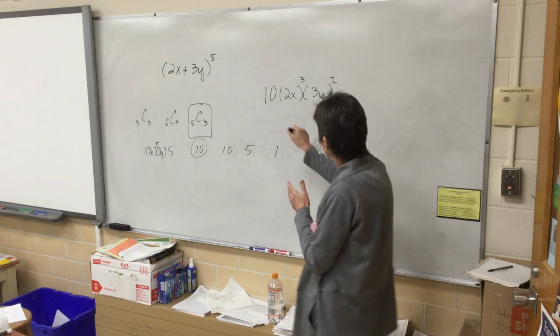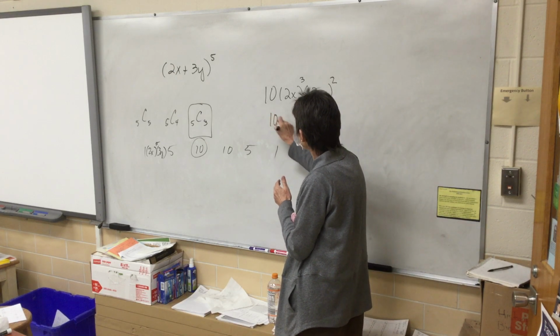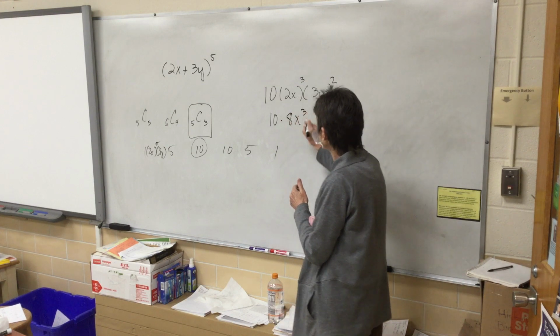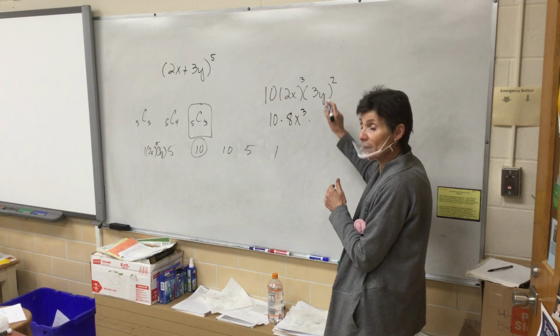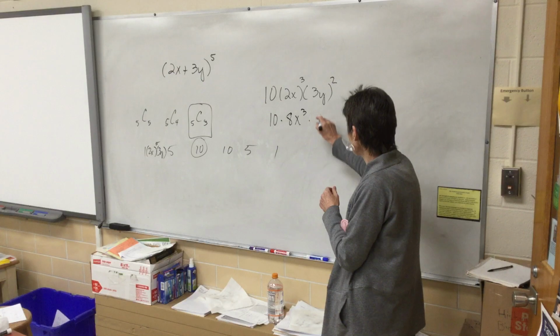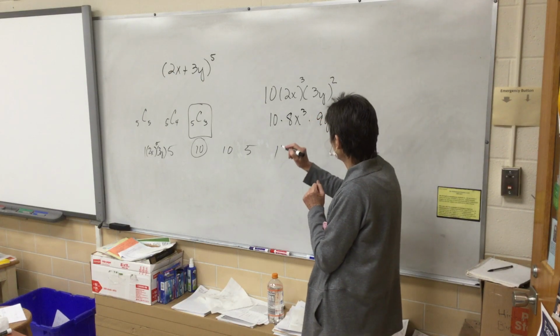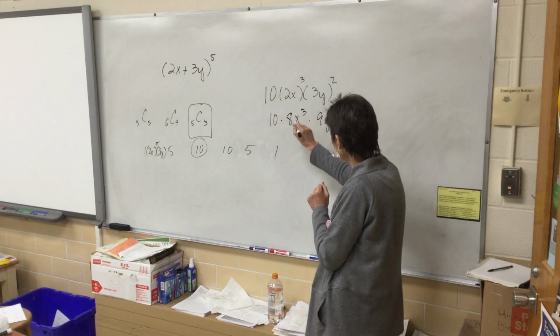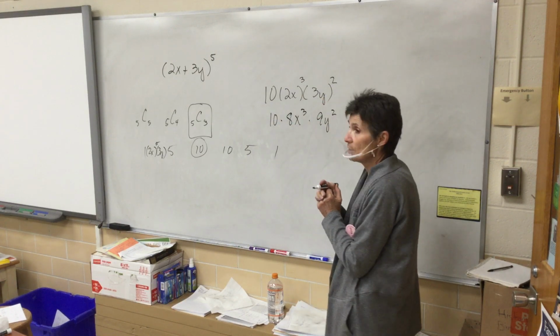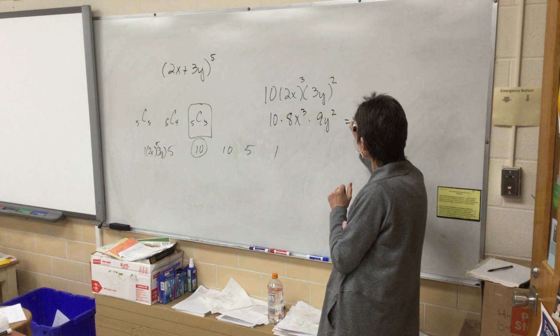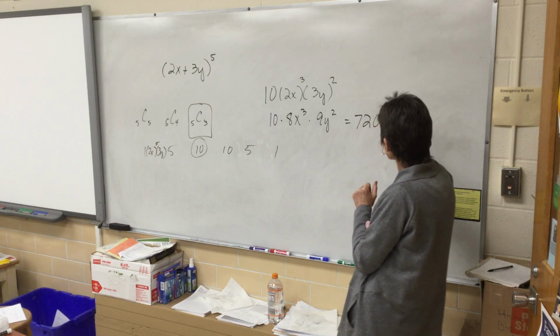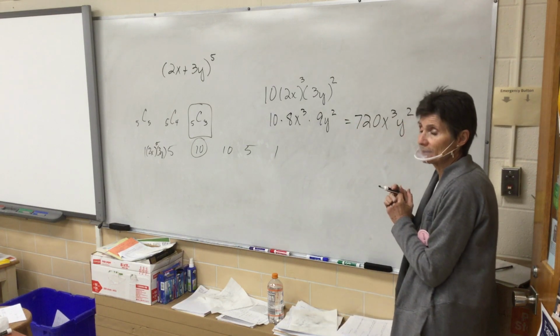Okay, now, what's 2x cubed? 8x cubed. What's 3y squared? 9y squared. So now we're multiplying 10 times 8 times 9, which is 720, x to the third, y to the second.